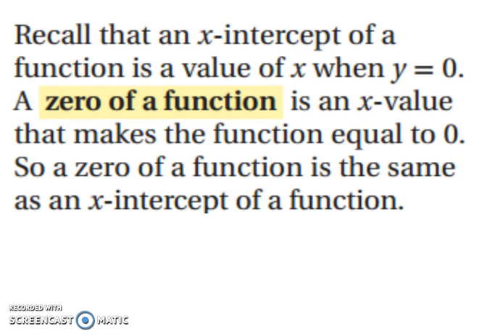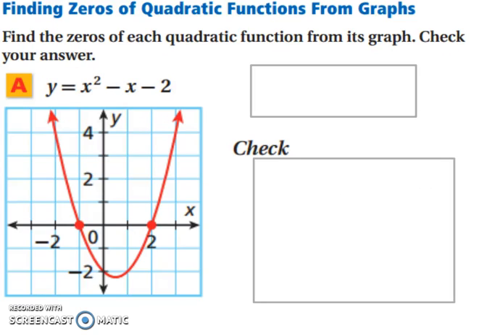Recall that an x-intercept of a function is a value of x when y is 0. A zero of a function is an x value that makes the function equal to 0. So you can think of it this way. The zero of a function is the same thing as the x-intercept of a function. So let's use that. We're going to find the zeros of this quadratic function.